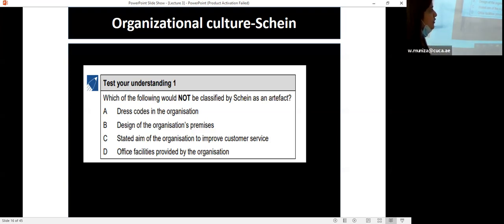See, stated aims of the organization to improve customer service. Very good. This is not an artifact. What is this? Espoused values. The goals and aims of the organization are espoused values. Stated aim of the organization to improve customer service is an espoused value. And the fourth one, office facilities provided by the organization. These can be seen. This is an artifact. So which is not an artifact, stated aim, this is espoused value.